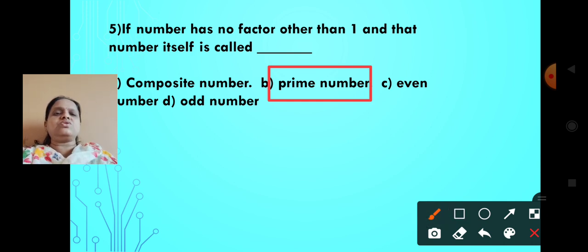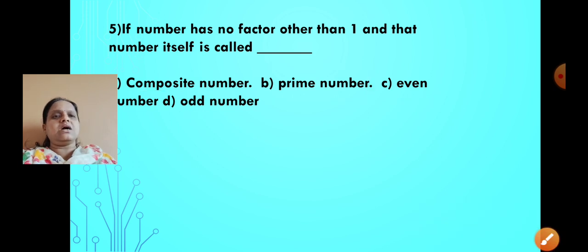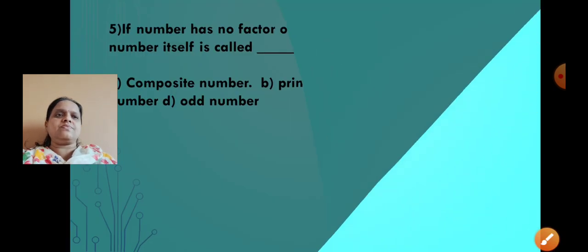Prime numbers have only two factors, 1 and that number itself, and the remaining are called composite numbers. For example 4, 6, 10 have factors other than 1 and the number itself, like 2, 3 or any other. So all those numbers are called composite. And we know about even and odd numbers. If a number is divisible by 2, it is even, and the remaining numbers are called odd numbers.